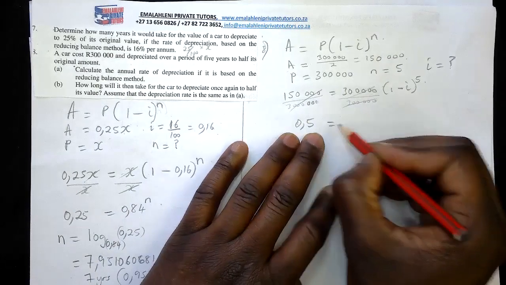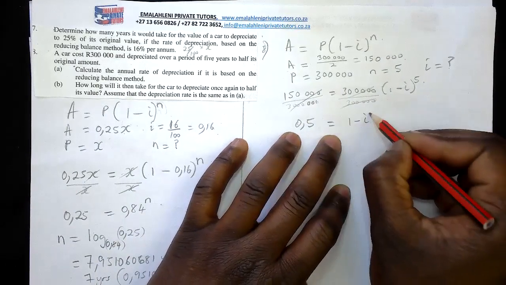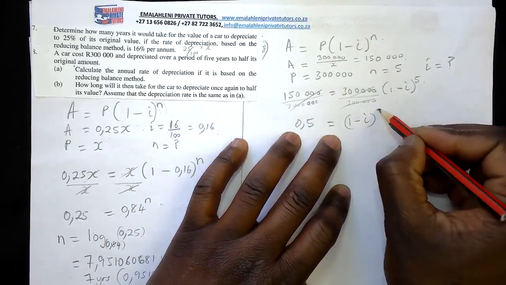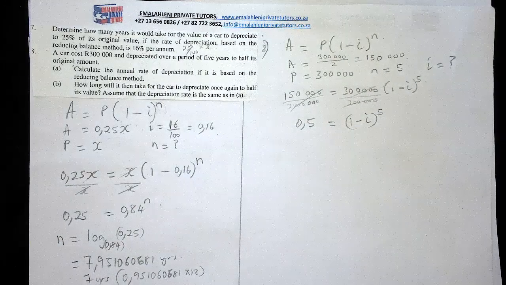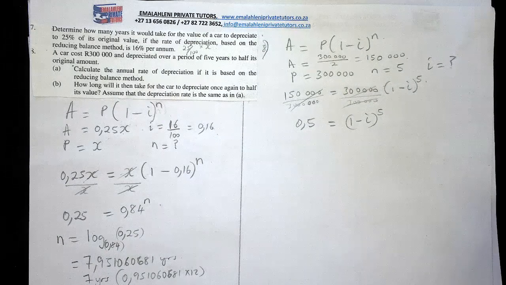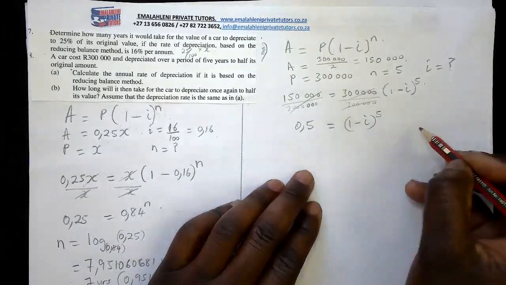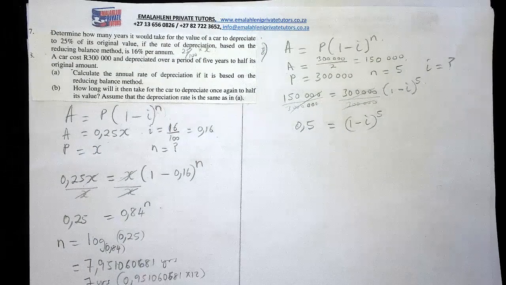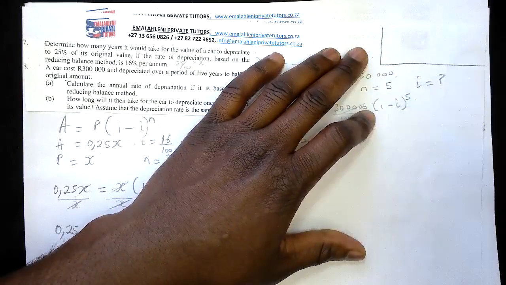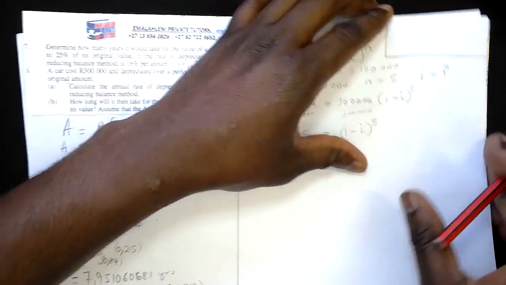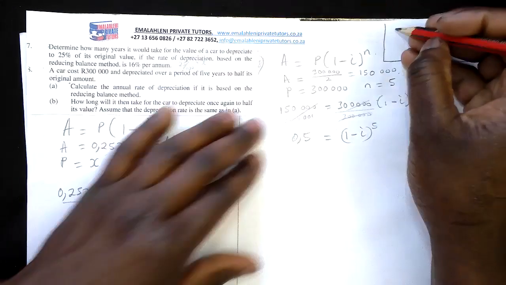Now we've got 0.5 is equal to 1 minus I to the power of 5. Now, what do we do when we're given that? We want to get rid of that 5. We want to take it to that side. What are we going to do now? We know that we remove the power. I'm going to show you again something here. I've done it in, I think, finance 1, should be finance 3.